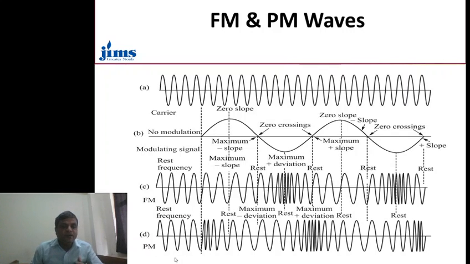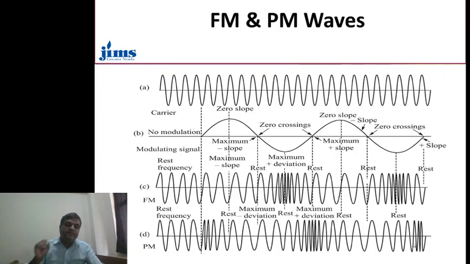But in the case of the PM, the maximum change we got is at the point of the zero crossing. See here it is a zero crossing point. So see here the zero crossing point, there are changes. Similarly see here, it is a zero crossing point, then we see some change. So here it is a zero crossing point, there is some change. Again this is a zero crossing, then we got some change.